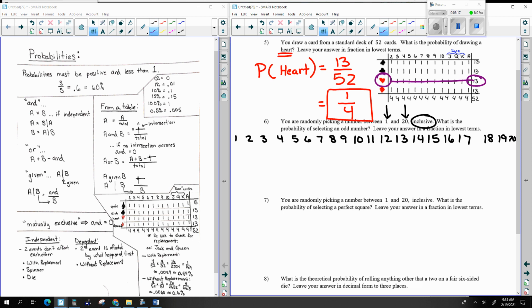What's the probability of selecting an odd? So I pick out all the odd numbers. So there's 1, 2, 3, 4, 5, 6, 7, 8, 9, 10. There's 10 out of 20. All right, leave your answer as a fraction in lowest terms. That would be 1 out of 2.